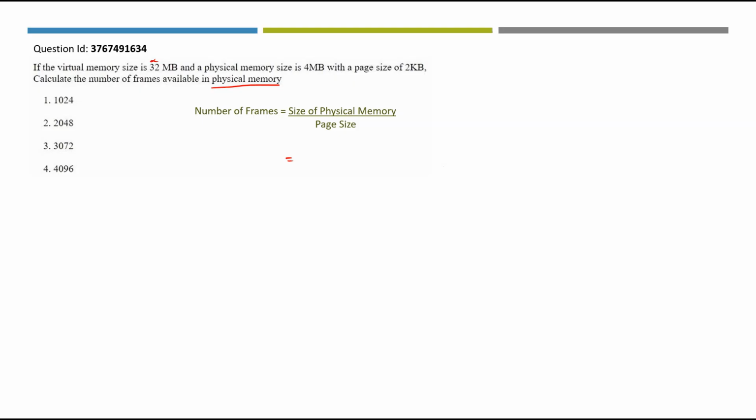What is the size of physical memory? It is 4 MB divided by the page size, 2 KB. Numerator and denominator are in different units. We know 1 kilobyte is equal to 1024 bytes. 1 megabyte is equal to 1024 kilobytes. What we can do is convert the numerator to kilobyte and thereby cancel both the units in numerator and denominator. So let's have 4 as it is. Instead of megabyte, we will go with 1024 kilobyte divided by 2 kilobyte.